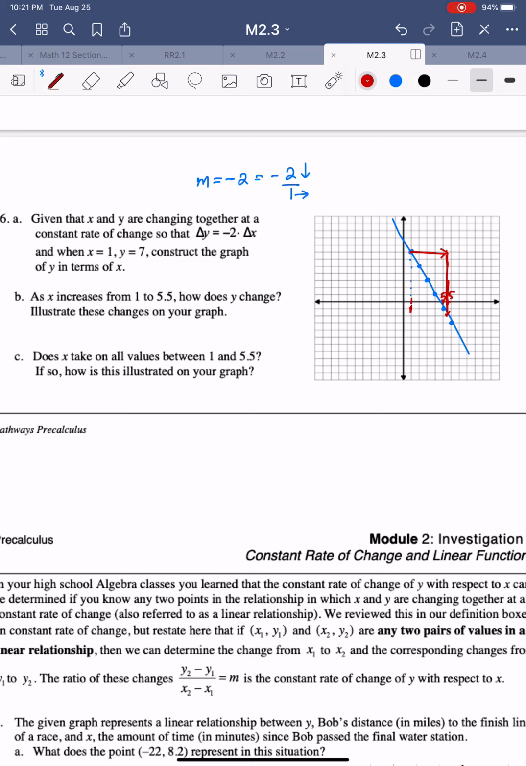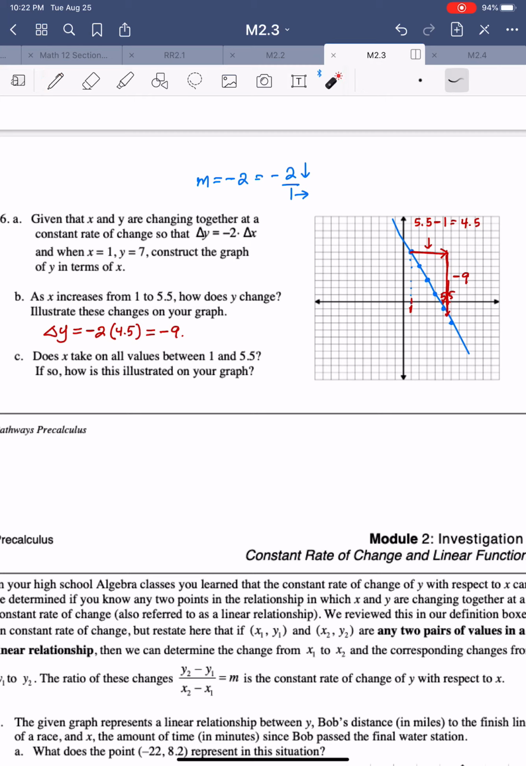So when x changes, y changes as shown in the graph. We're looking for the change in y, which is negative 2 times the change in x. The change in x is 5.5 minus 1, which is 4.5. Multiplied together, it's going to be negative 9. So this is a 4.5 change in x, but y is a negative 9 change. Does x take all the values between 1 and 5.5? Yes, it does.